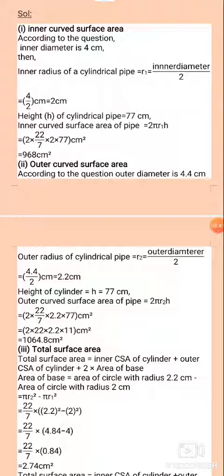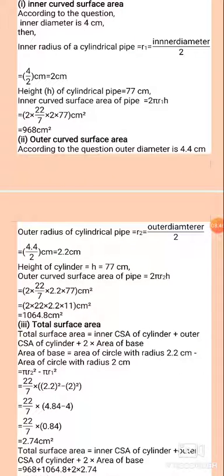That is 22 by 7 into 4.84 minus 4, which is equal to 0.84 into 22 by 7. At last, the area of that base is equal to 2.74. So same type of area at the top portion also, base area and top area are the same. Now we need to find the total surface area, that is inner CSA plus outer CSA plus 2 into area of the base, same one, top and bottom.